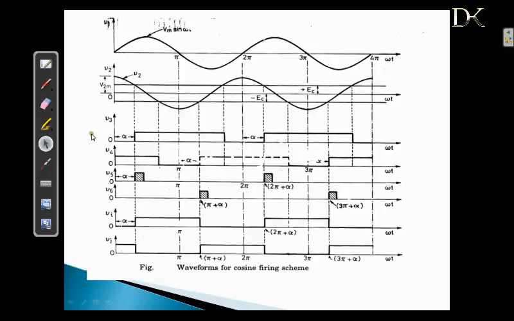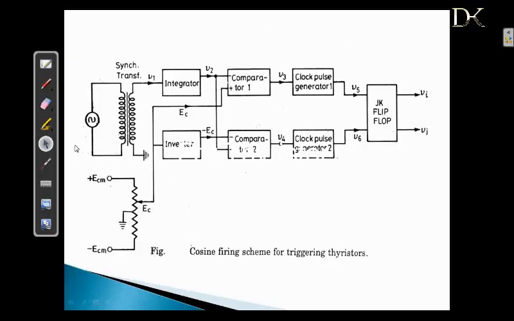See again, please, back to the circuit. Here, the input supply is synchronized and stepped down through a synchronizing transformer to obtain V1. Then it is fed to the integrator to obtain the cosine signal V2. The cosine wave is compared against a control voltage which is limited to plus minus EC. V3 is the output of comparator 1, which is obtained when EC is higher than V2. Similarly, V4 is obtained from comparator 2.